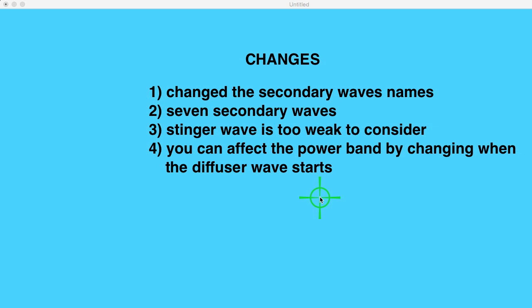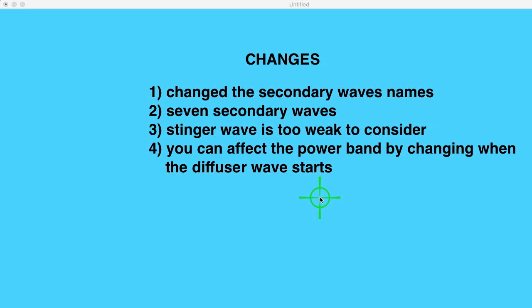First, I've changed the names of the secondary waves. Instead of calling them the third, fourth, fifth, I labeled them by what they are. A second occasion of the diffuser wave, a third occasion, so I just call it 2D, 3D. Third occasion of the baffle, fourth occasion of the baffle, 4B, 5B, like that. And the waves that occur during the time that is important are 7 different ones, whereas before I thought it was 4. So I've included 7 on the calculator.